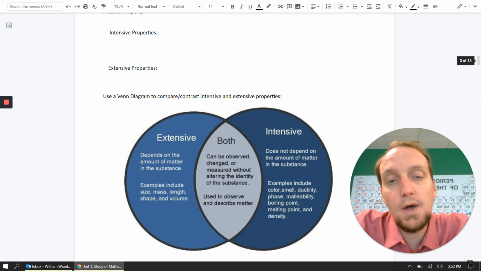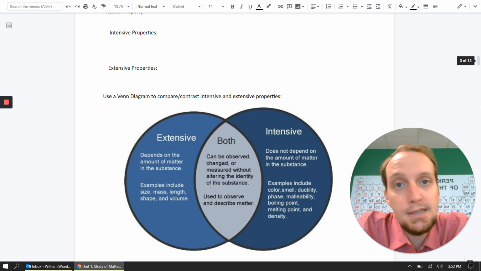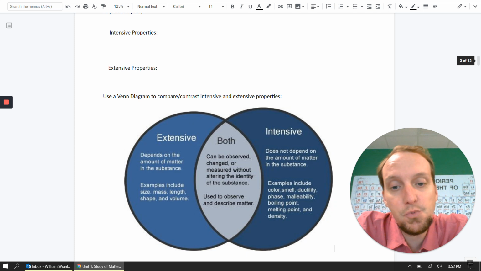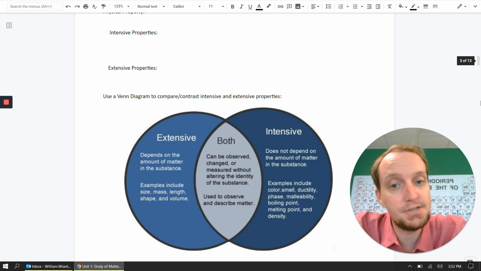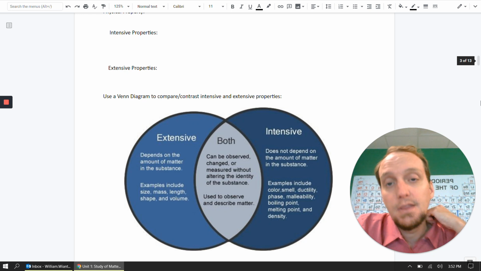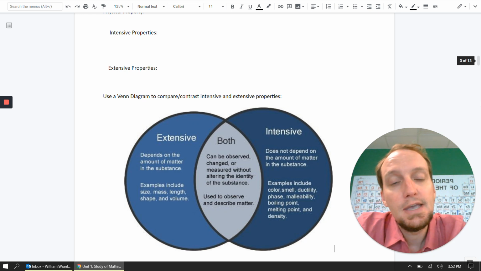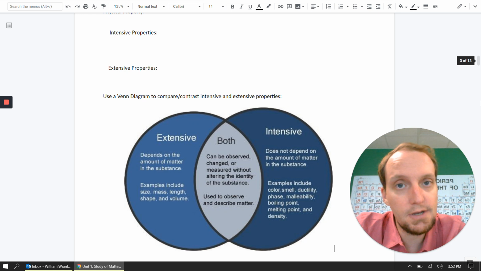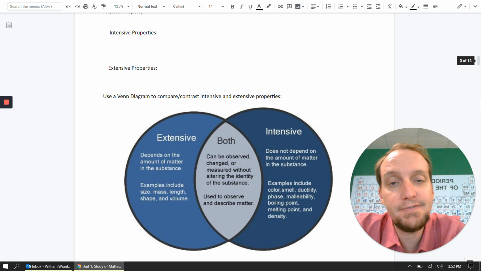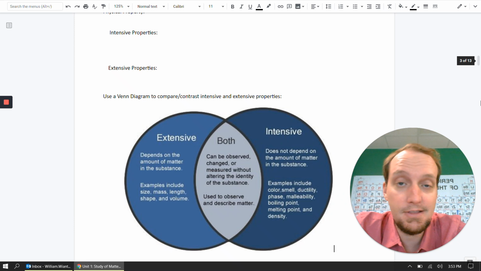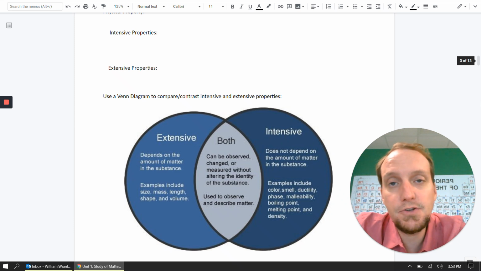Now, what is true to both, in the middle of your Venn diagram, is that they can be observed, changed, or measured without altering the identity of the substance. And that is only because they're both physical properties. If you could measure something without destroying it, that is a physical property. In order to measure the flammability of a liquid, there's really only one way to do that, and that's to light it on fire. That again is a chemical property. Physical properties, again, do not destroy the substance that you are trying to measure.